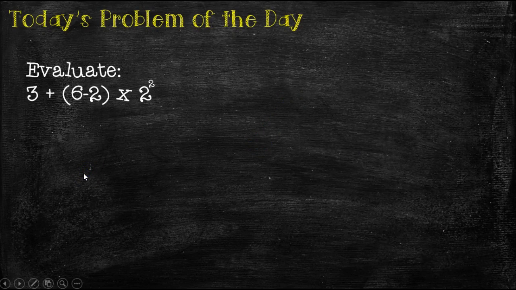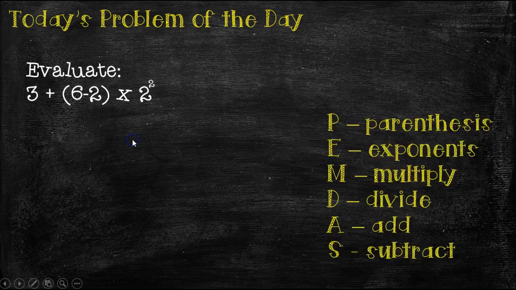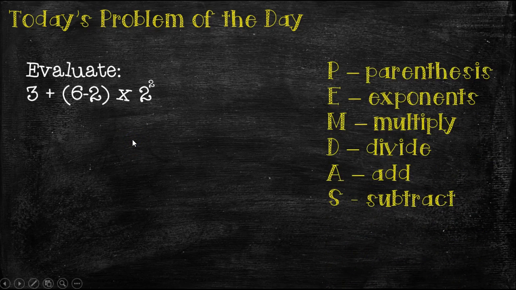So here, let's evaluate our first problem. Here we have 3 plus parentheses, 6 minus 2 parentheses, times 2 to the second, or 2 squared. So looking at our please excuse my dear Aunt Sally, the first thing we know that we're going to have to do is what's in the parentheses. So 6 minus 2 is in the parentheses. Even though it's a subtraction problem and it shows that it's at the very end of our order of operations, we actually do whatever is inside the parentheses first. So 6 minus 2 is what we'll do first, and that's 4.